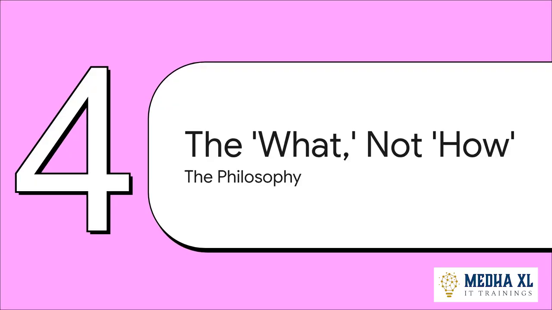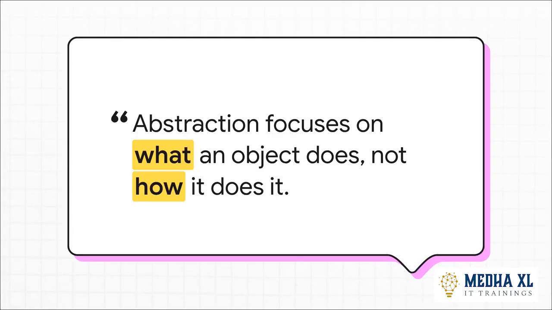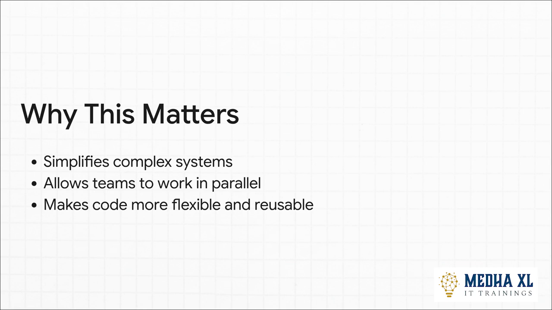So as we start to bring this all home, it really comes down to this simple but incredibly powerful idea about what we should be focusing on. If you remember one thing, make it this. Abstraction is all about focusing on what an object needs to do, and completely separating that from the nitty-gritty details of how it actually does it. The what, not the how. That's the whole game.